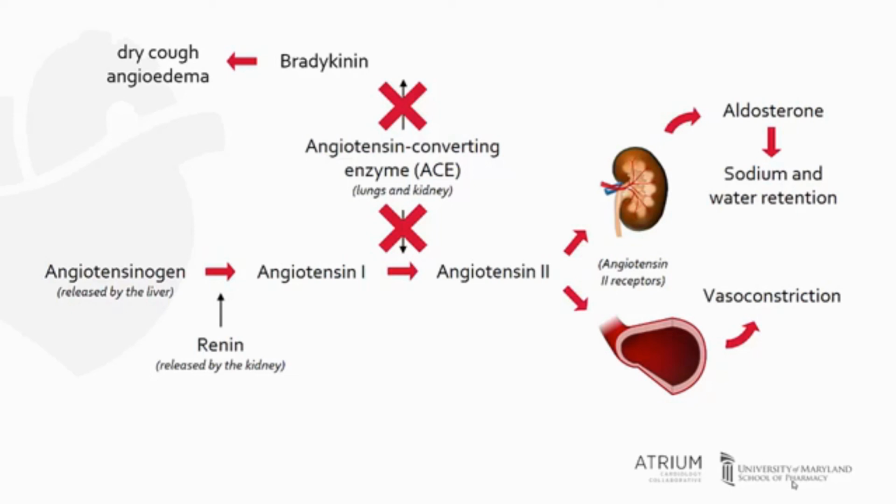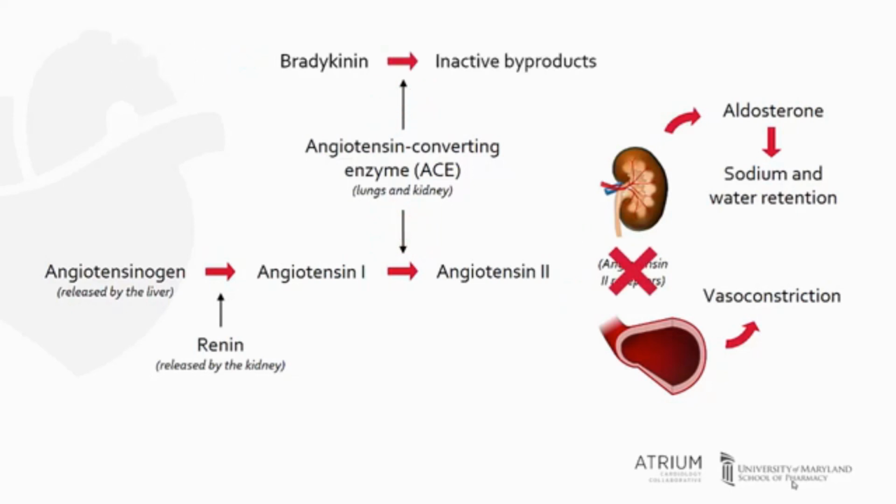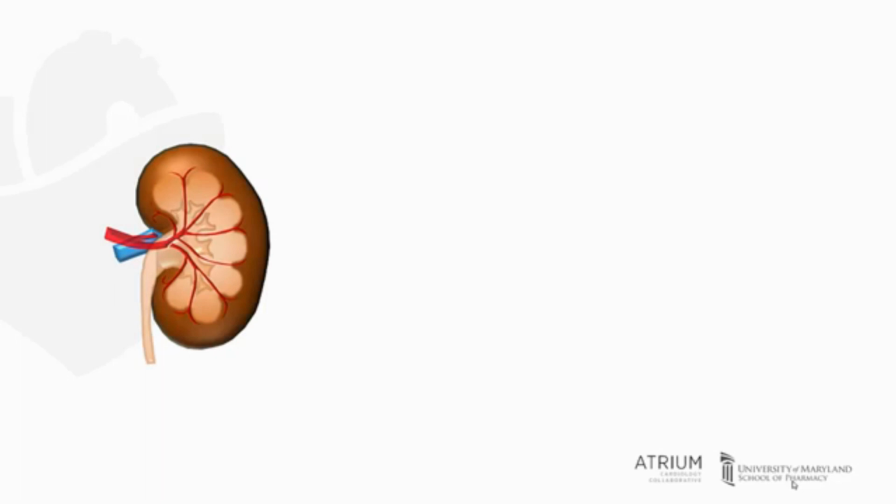Now, unlike ACE inhibitors, ARBs work downstream of the ACE enzyme, and therefore they're unlikely to provoke cough or angioedema, although it may occur very rarely in some patients. Now, in terms of monitoring, aside from blood pressure monitoring, most of the monitoring of ACE inhibitors and ARBs relates to their adverse effects on the kidney.